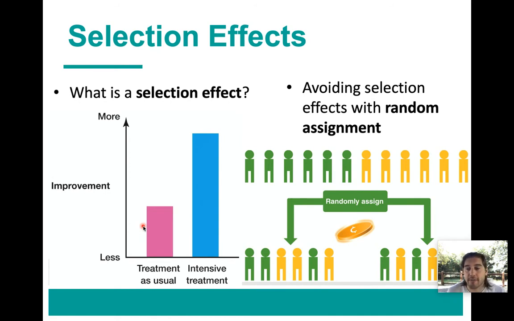You can also have selection effects based on how you split people into your groups. And so we can use random assignment, right? Think back to the chapter on sampling. All of those strategies we can use that involve randomness can help us avoid these selection effects. But the key here is that if you select your participants inappropriately, you have a design confound.